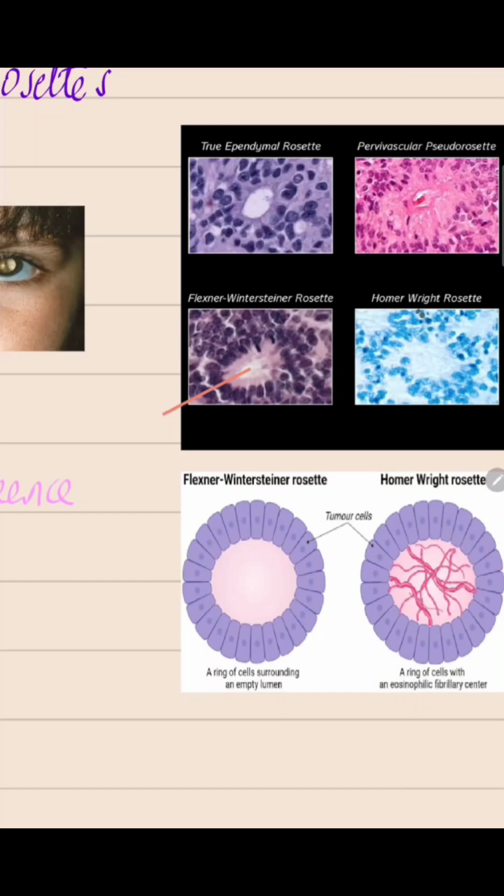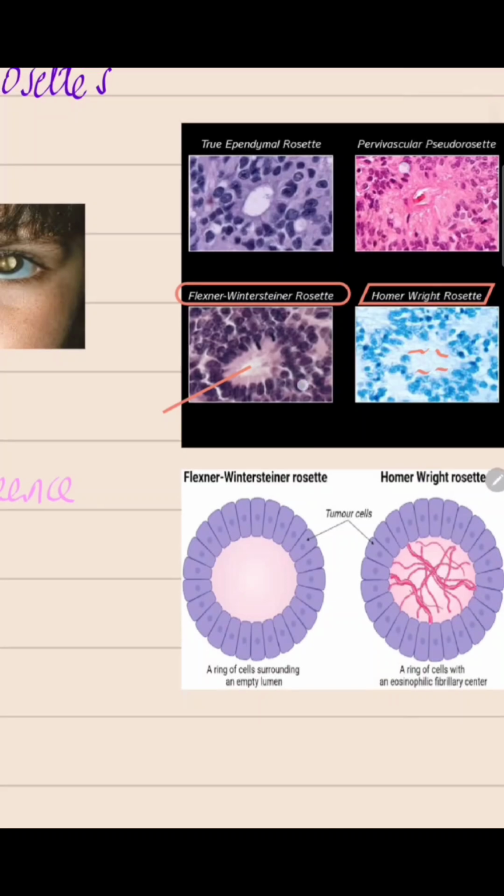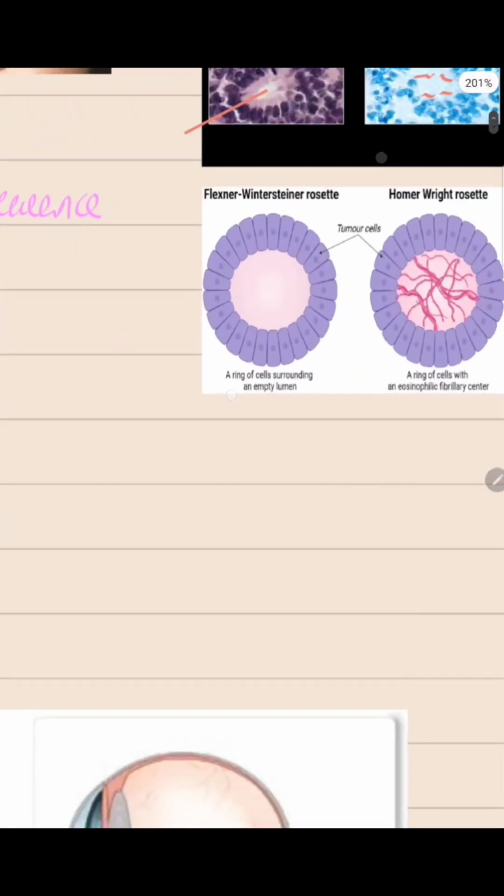Next are the Homer Wright rosettes. Flexner-Wintersteiner rosettes and Homer Wright rosettes can both be seen. In Homer Wright rosettes, we can see a ring of cells with an eosinophilic fibrillar center. In Flexner-Wintersteiner rosettes the lumen is empty, and in Homer Wright we can see this eosinophilic fibrillar center.